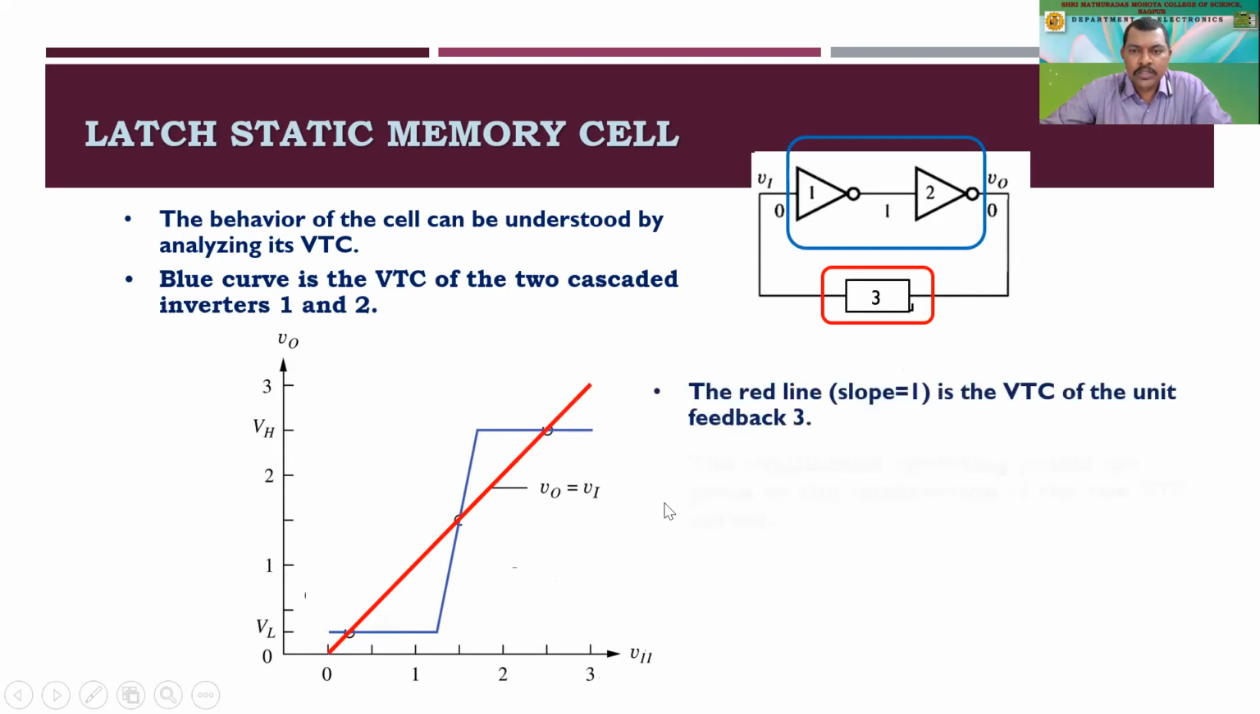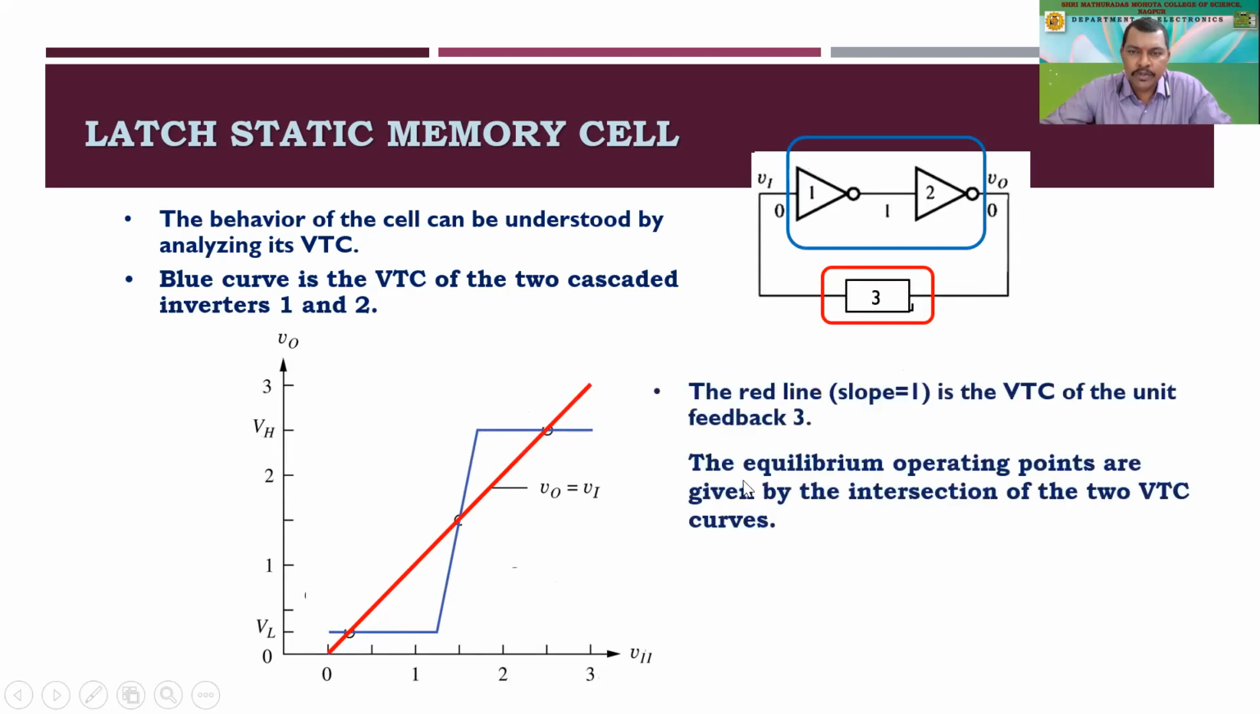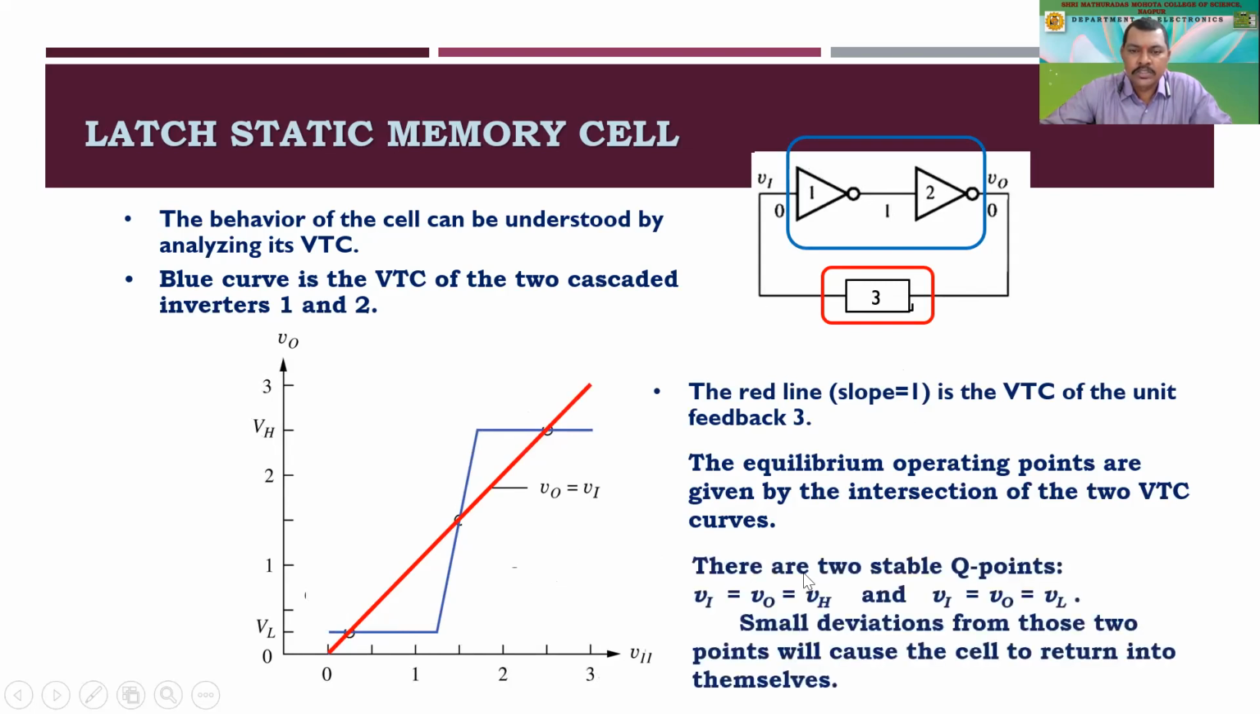So it is around 2 volts. The red line slope is the VTC of the unity feedback tree. The equilibrium operating points are given by the intersection of the two VTC curves. So these are the two VTC curves. There are two stable Q points, Vi equal to Vo equal to VH, and Vi equal to Vo equal to VL. So we have two states, high and low. A small deviation from those two points will cause the cell to return to them. So a very small voltage decrease or increase can change that portion, right?